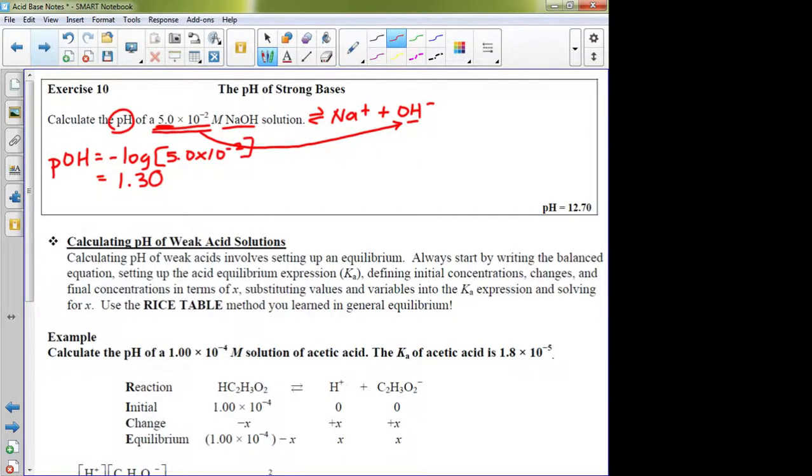Okay. So now that I have pOH, can I find the pH? Yes. Absolutely. So the pH is going to be equal to 14 minus 1.30, which would give me 12.7. Yes.